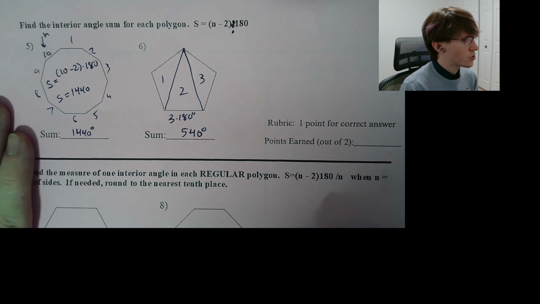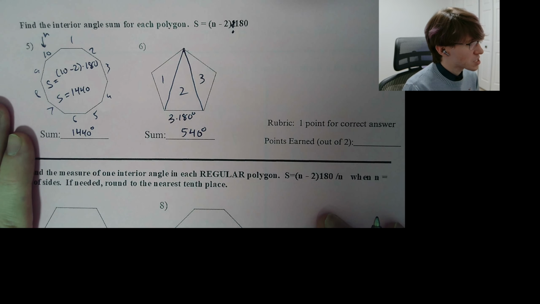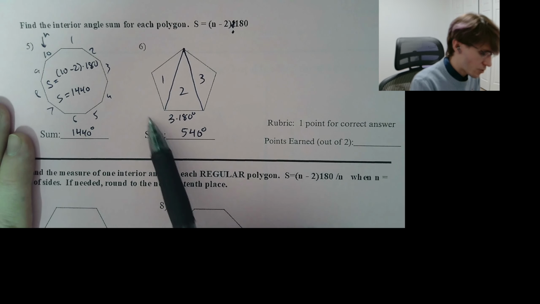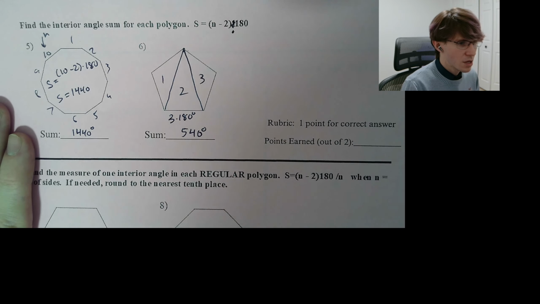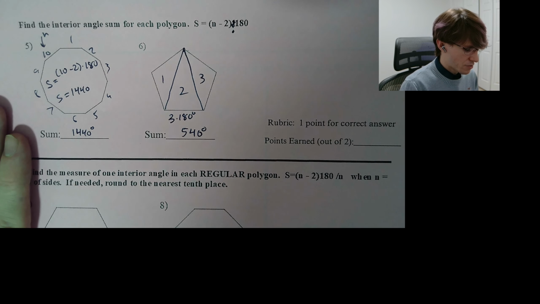This is simply one way of doing it if you want to, but it's actually the same idea because you have 1, 2, 3, 4, 5 sides. 5 minus 2 is 3 times 180. There you have it. Anyways, I'm moving on with my life.